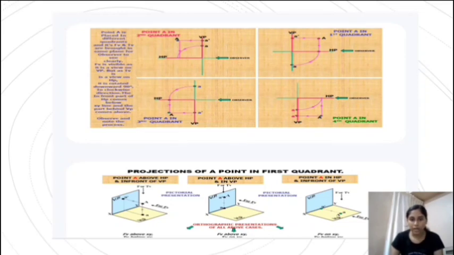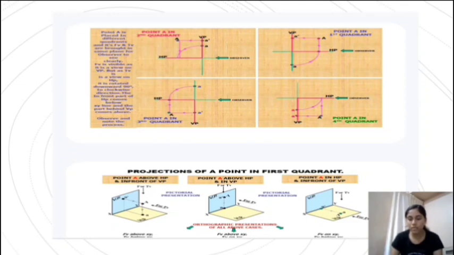And in the third diagram, point A in third quadrant, that is below HP and behind VP. So the point is lying in the third quadrant. The top view lies on HP and the front view lies on VP. HP is rotated 90 degrees in clockwise direction. So the top view lies above the XY line and the front view lies below the XY line.